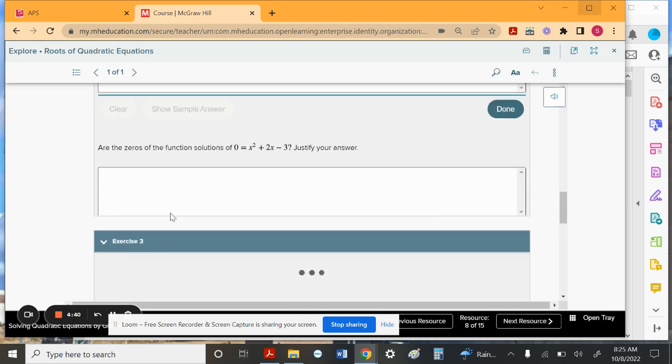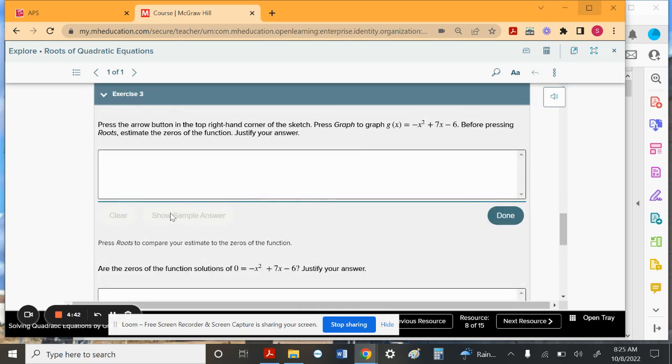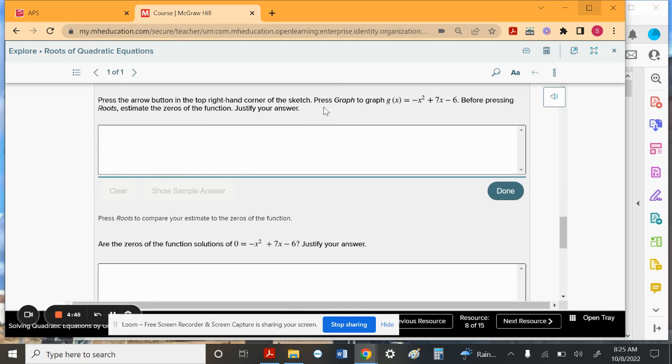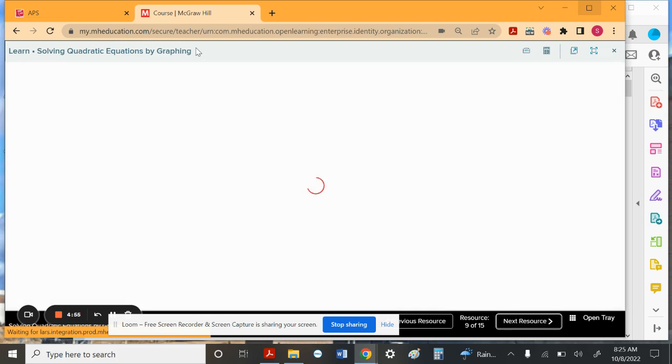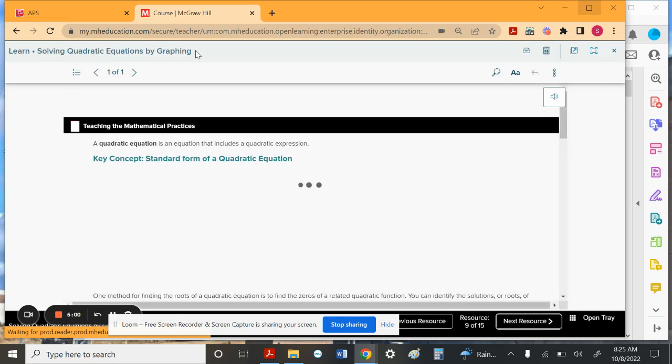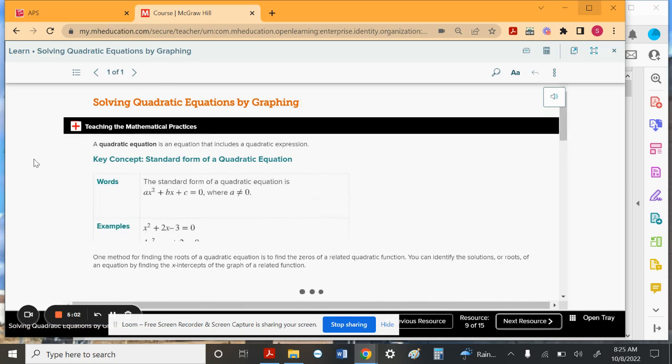And then as we go through the rest of it, let's see what else it's asking us. This is for the second one. Remember, this function in this particular case is a parabola that's going down, and we can figure out all those things as well. Okay. Solving quadratic equations by graphing. So we're going to look at how to graph this and see what is a good way to do it.